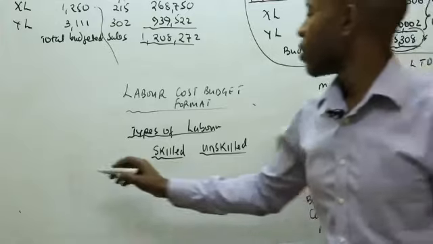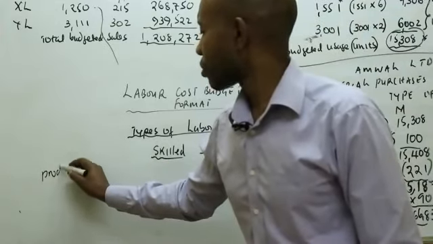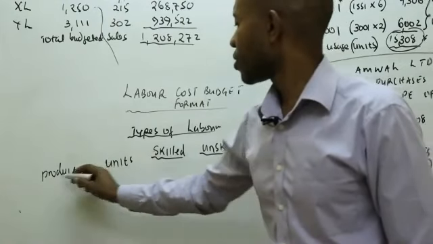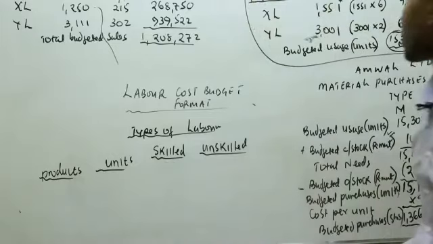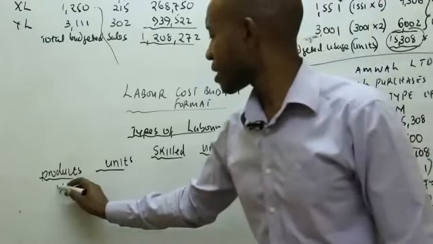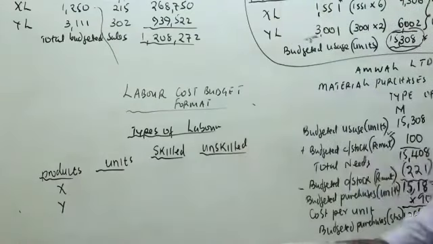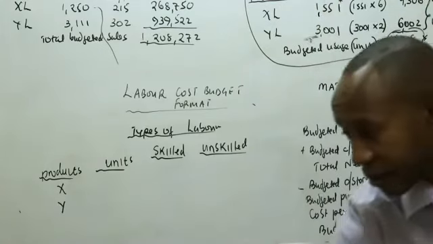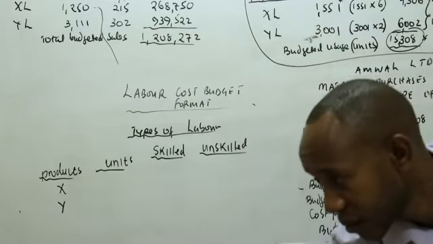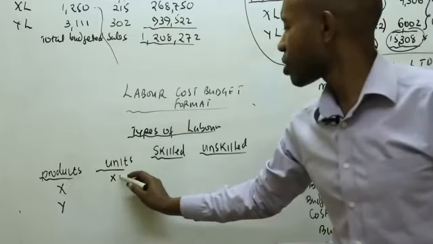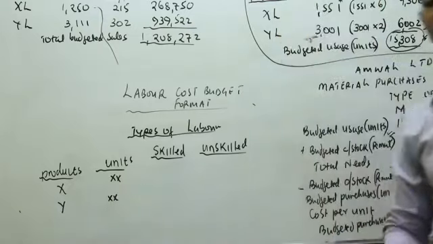Then you say, what are the products that we are producing, and what are the units? So you will come and say we have products X and Y. In our case, we have XL and YL. Then you will say, how many units? So we have those number of units and those number of units.